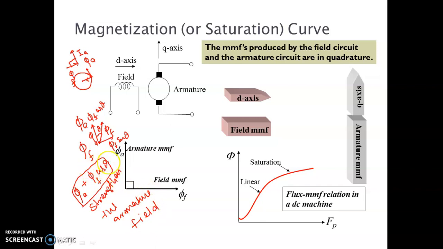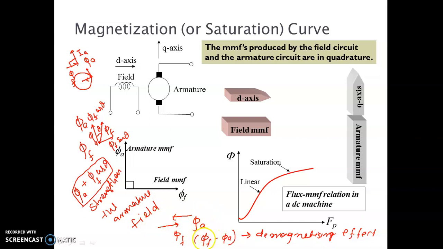Sometimes it also happens like this: suppose this is your main field, and your armature field is in the opposite direction. In that case, what will be the resultant? Phi F minus phi A. This is called the demagnetizing effect.